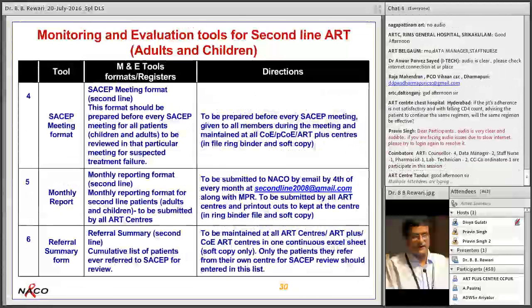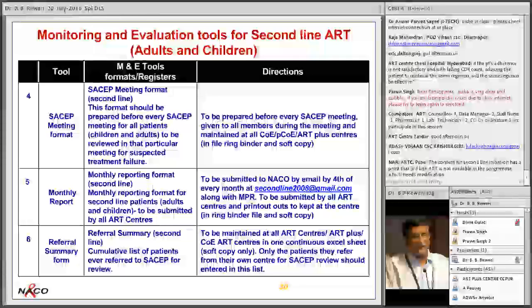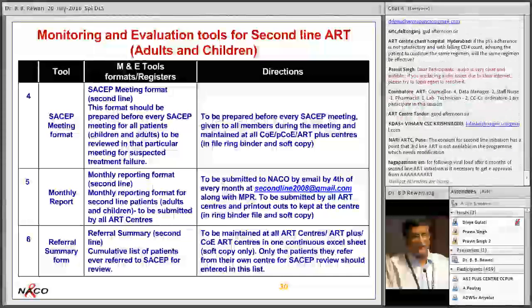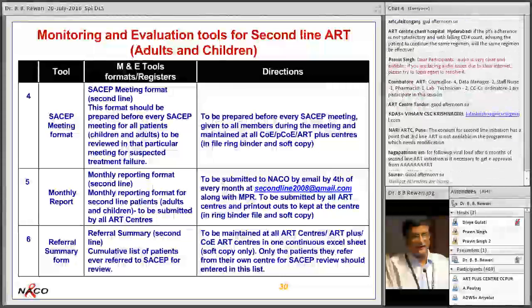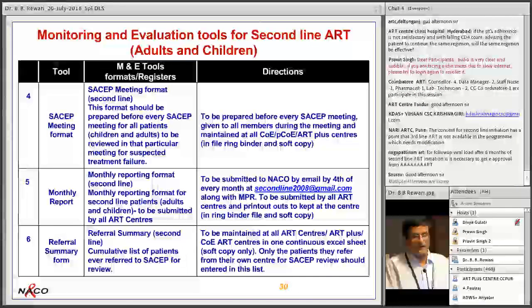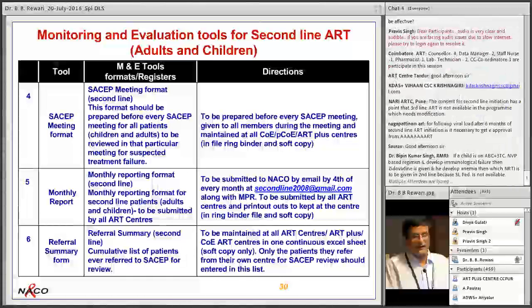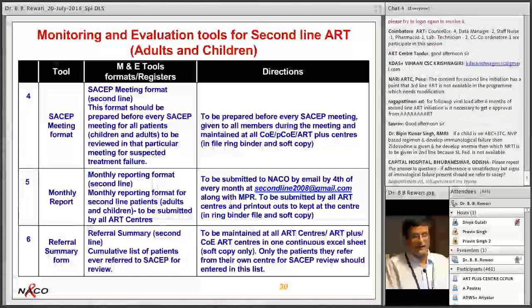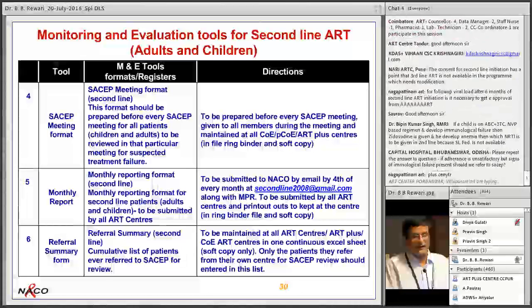The SACEP meeting format is a very vital format which should be made available to all SACEP members before the meeting so that they can be reviewed properly. It has to be prepared by the SACEP coordinator or by the data manager. Then there is a monthly reporting format which is to be submitted. Now the change is all ART centers have to submit this. Earlier we were compiling this from COE and ART plus, but now second line data will be compiled from ART plus and all 520 ART centers. And then there is a referral form. It is to be maintained by all centers.